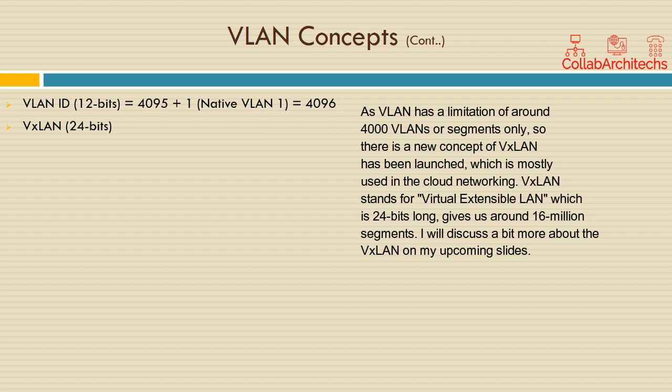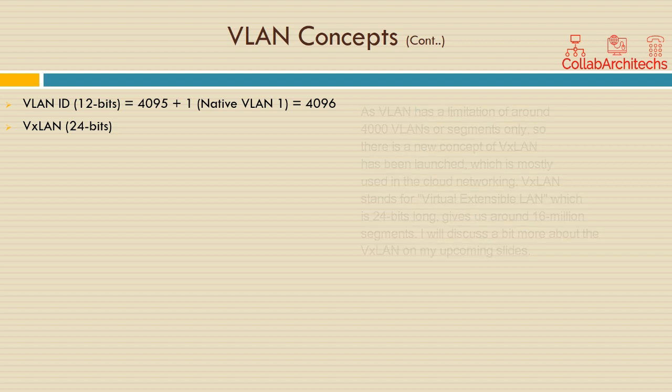As VLAN has a limitation of around 4000 VLANs or segments only, a new concept of VxLAN has been launched, which is mostly used in cloud networking. VxLAN stands for Virtual Extensible LAN, which is 24 bits long and gives around 16 million segments. I will discuss a bit more about VxLAN in my upcoming slides.